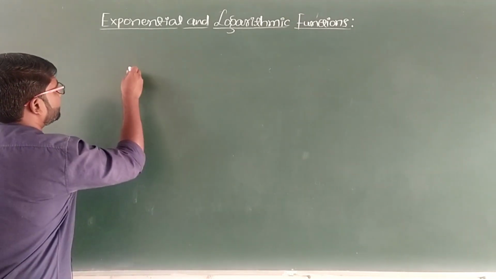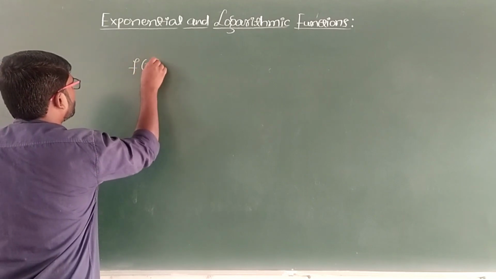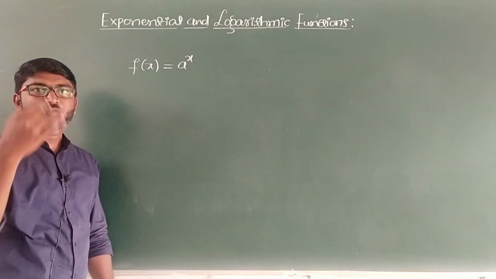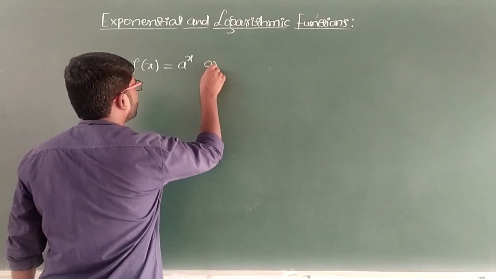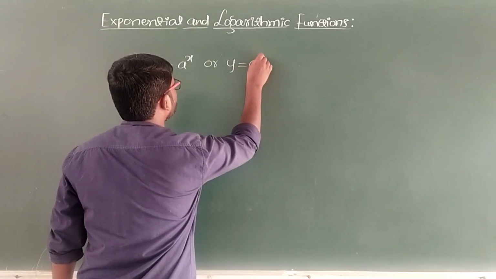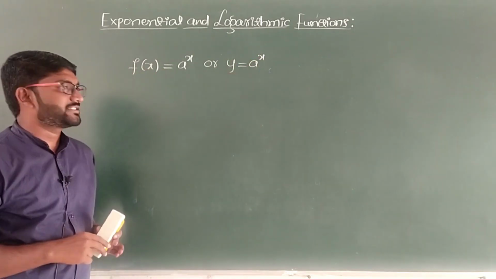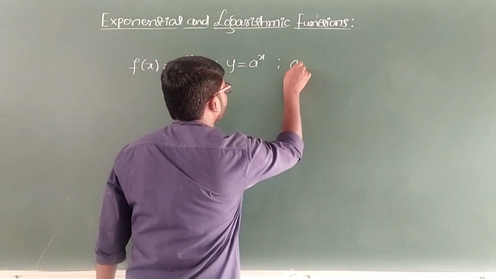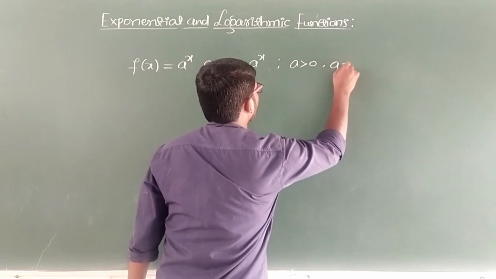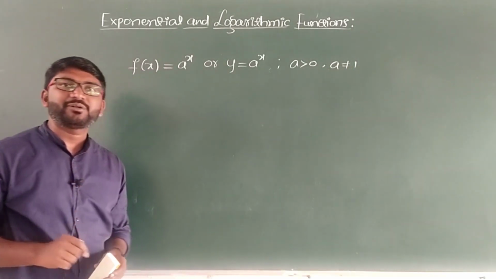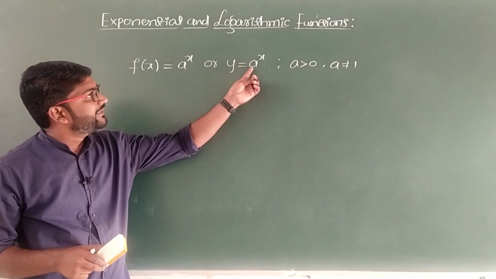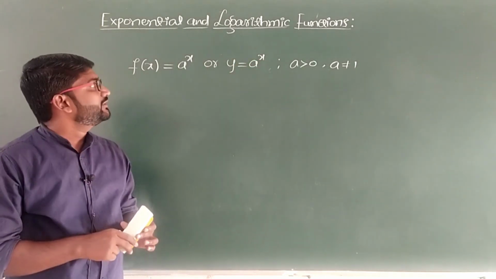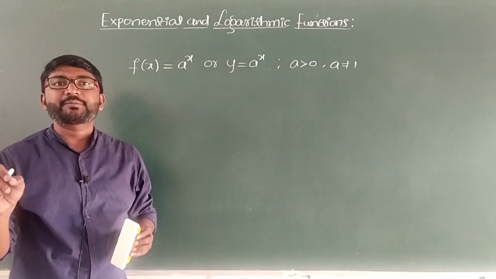See here, the function of the form f of x which is equals to a power x, or y which is equals to a power x, is called an exponential function where a is the base and it has to be greater than 0 and should not be equal to 1. A is a constant, whereas x is the variable. So this function is called the exponential function.